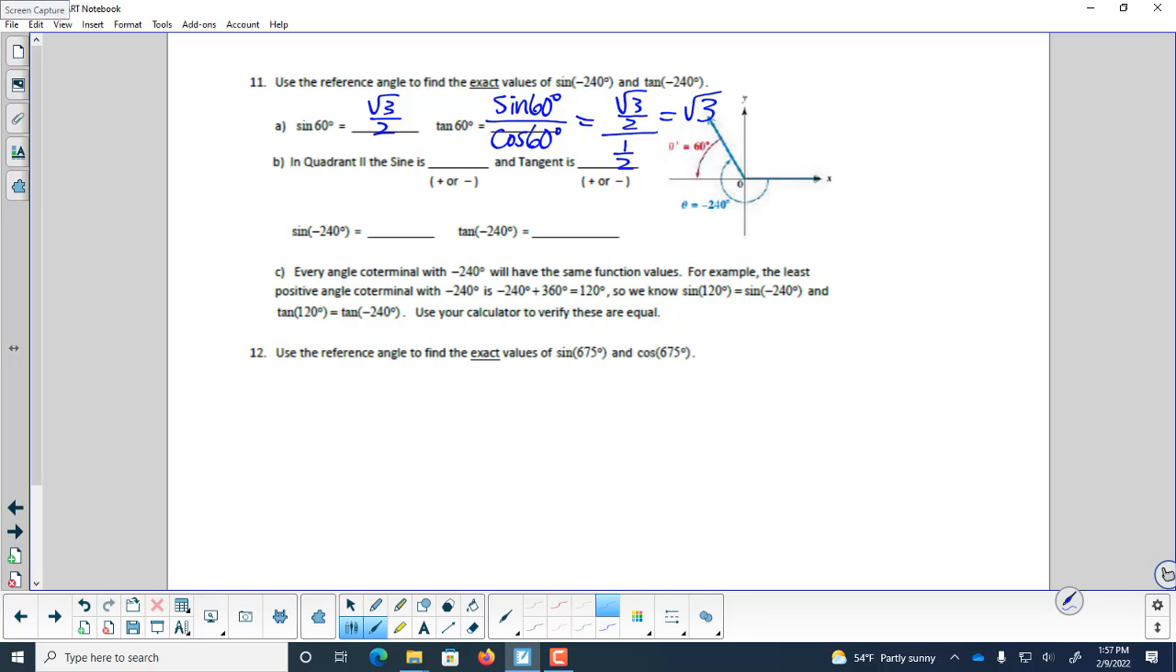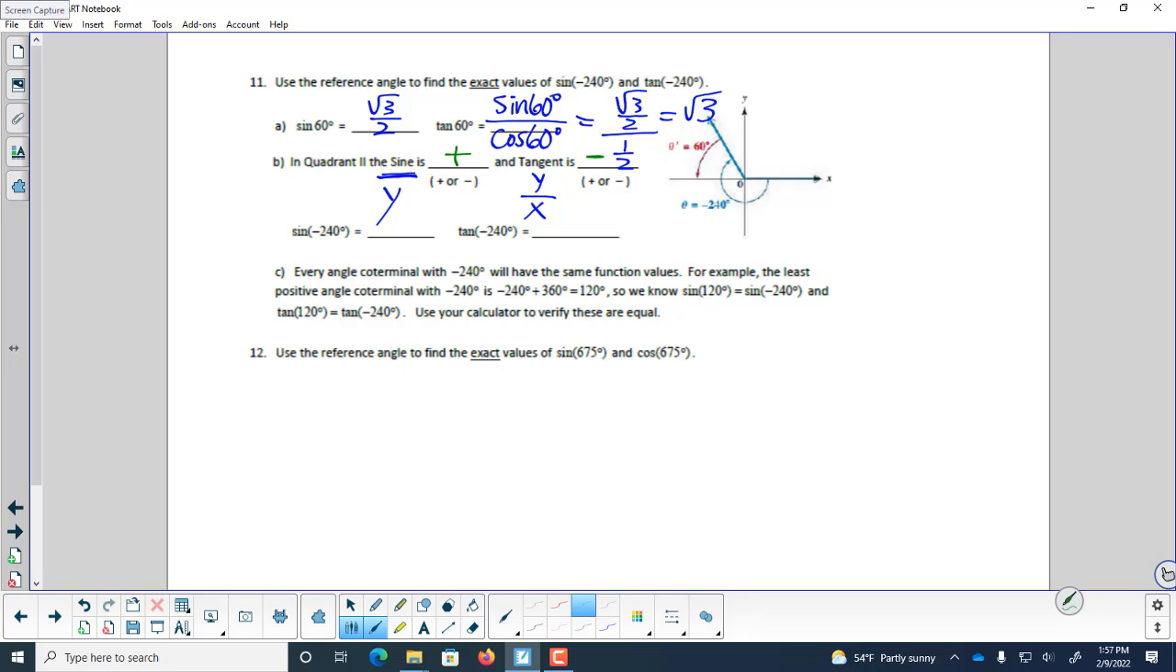So negative 240 lies in quadrant 2. In quadrant 2, sine is positive or negative? Why? Because I want to know. Tangent is which letters? Y over x. Okay? So keep that in mind. So sine is positive in quadrant 2, and tangent is negative, because these are opposites. Okay? So what does that tell me?